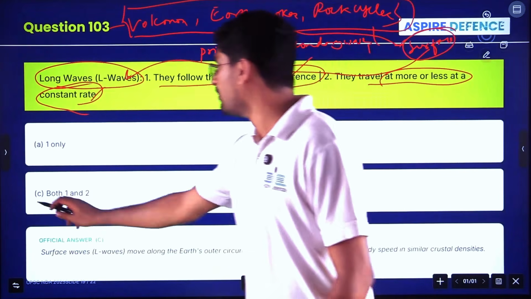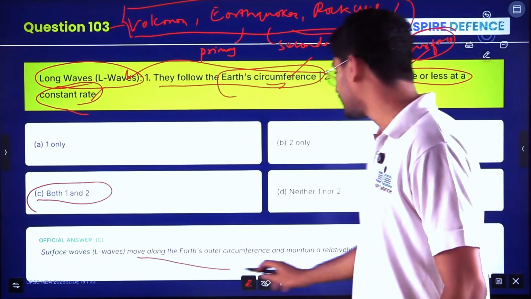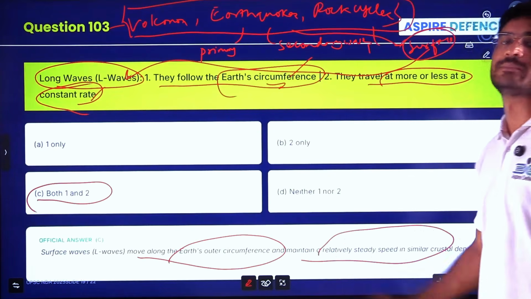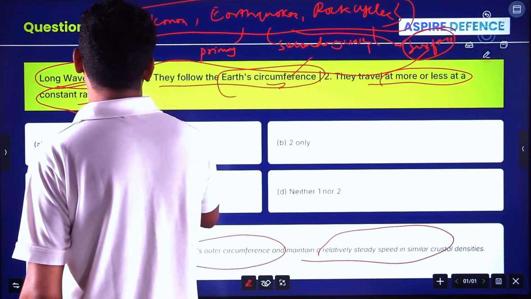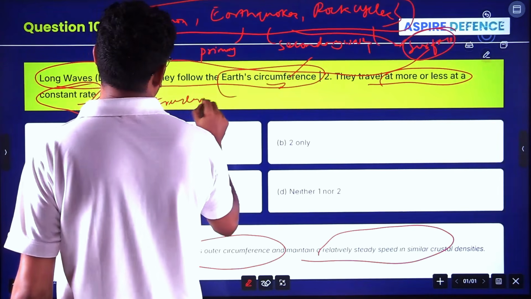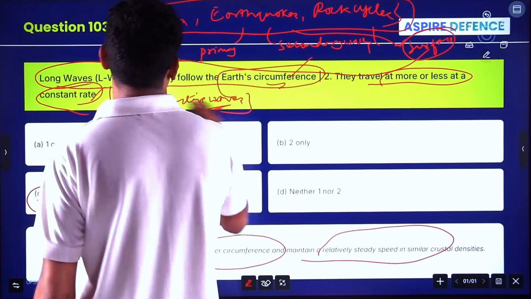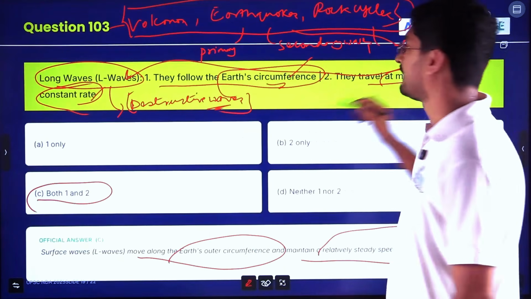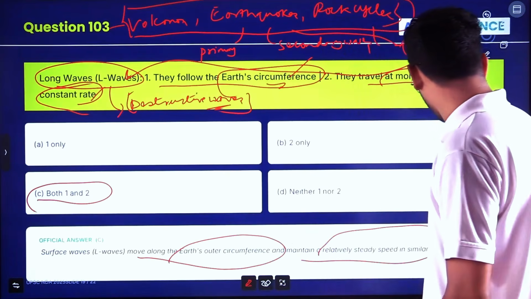Here answer is both 1 and 2. These are L waves or surface waves. They move along the Earth's outer circumference and maintain a relatively steady speed. And they are the most destructive waves. Okay, surface waves, L waves are the most destructive waves. This was also asked in UPSC. Most destructive waves are which one? Is it primary, secondary or surface waves? It is surface or L waves, long waves are most destructive.